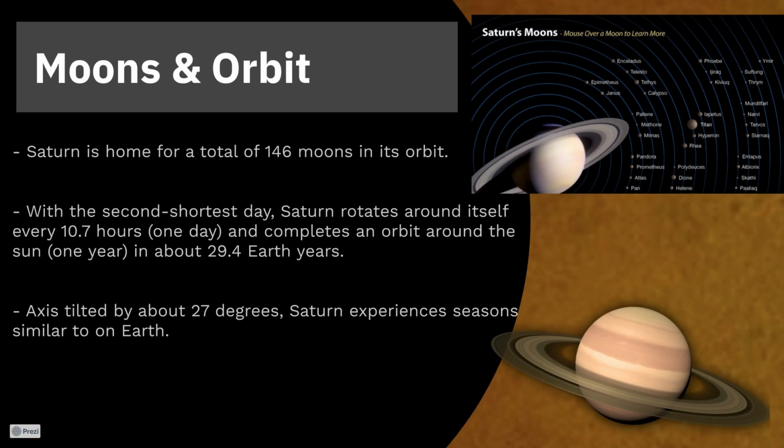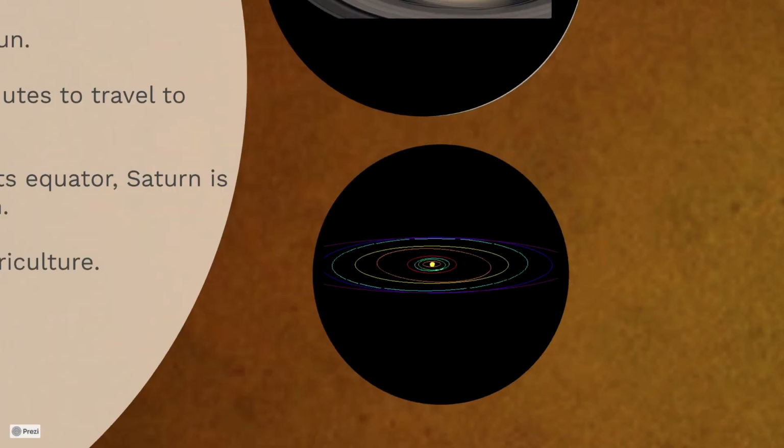Saturn's moons and orbit. Saturn is the home for a variety of moons, with a total of 146 moons in its orbit as of June 8, 2023, with others continually awaiting confirmation of their discovery. Considering the planet's high spin, Saturn has the 2nd shortest day in the solar system, taking 10.5 hours. This causes the planet to bulge at its equator and flatten at its pole. It makes a complete orbit around the Sun in about 29.4 Earth years. With an axis tilted by about 27 degrees with respect to its orbit around the Sun, Saturn experiences seasons similar to those on Earth.